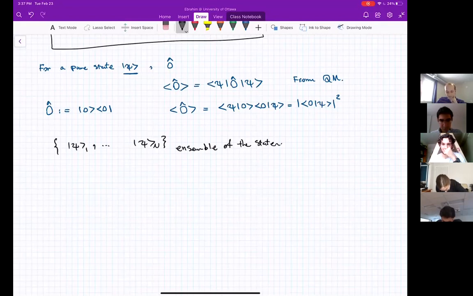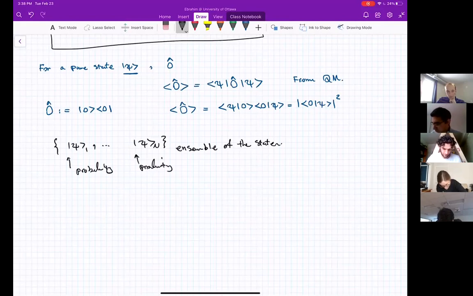If psi 1 until psi n have some changes, then you deal with an ensemble, and not necessarily a pure state. But you know what the probability of each is. The probability is known to you.